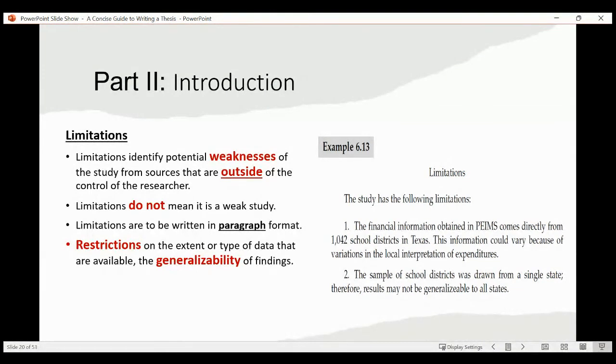Generalizability. This study cannot be generalized because I only interviewed 5 participants. So I cannot generalize my study to the whole population because I only have a very limited number of participants. So these are some limitations. Again, every study in the world has limitations. Look at the example here, you'll see a couple of limitations.